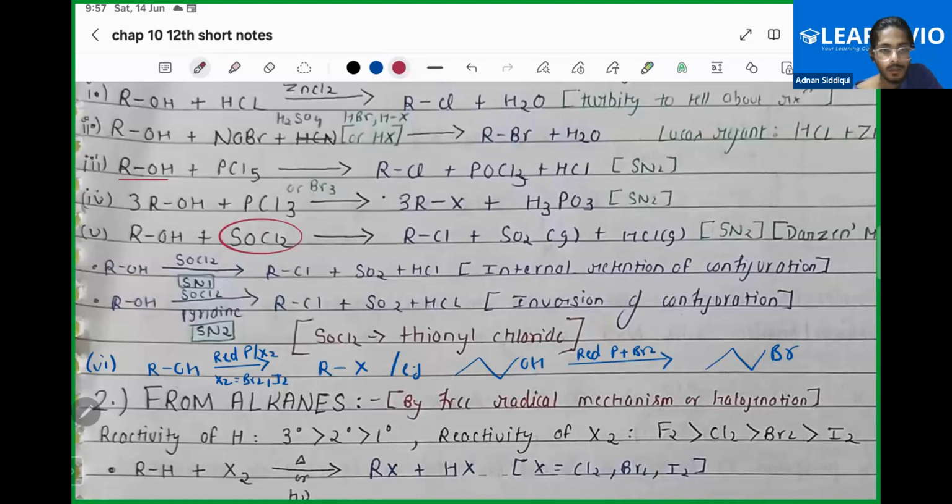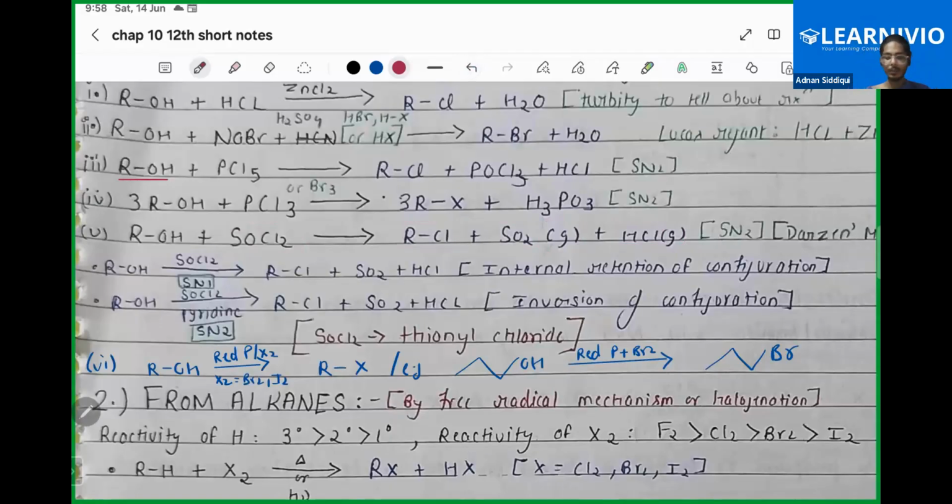What do we call this? Thionyl chloride, SOCl2, right? So again, our product is going to be the same, haloalkane, but the side products here are very important. Why? Because the side products are in gaseous form. This is SO2 and this is HCl, right?